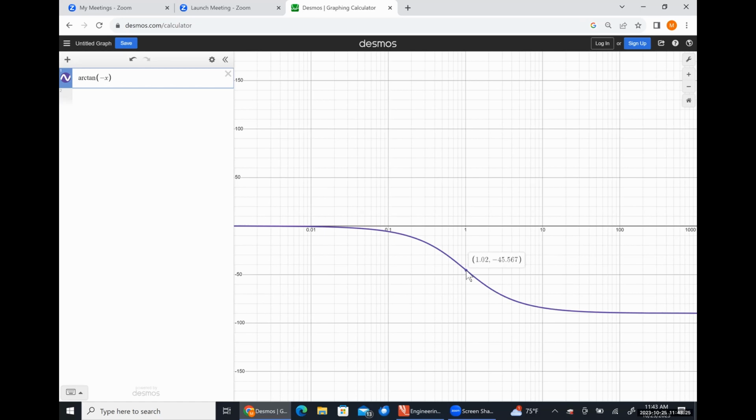About a decade earlier than that is when it starts to transition, and about a decade later than that is when it's settling to its final value of negative 90 degrees. So that is the approximation that we are going to make for the phase response. At 0.1 of whatever our pole frequency is, it was at 0 degrees. And at 10 times whatever our pole frequency was, it was at negative 90 degrees.